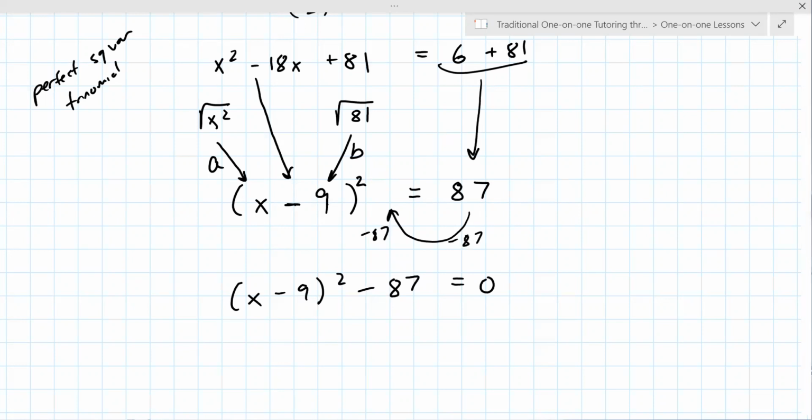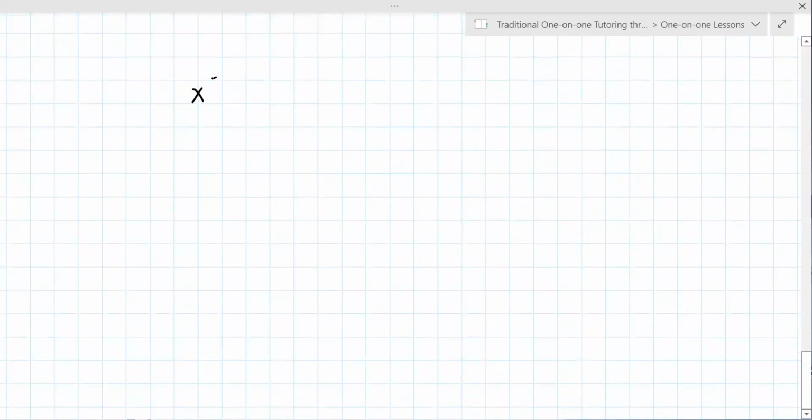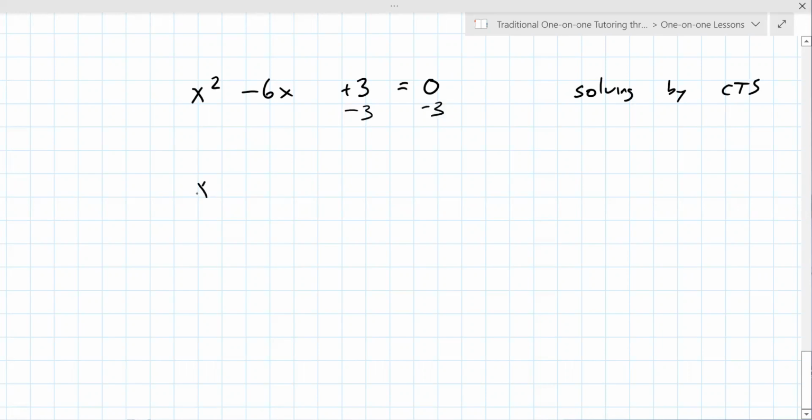Okay. So now let's look at a new problem here. Let's go x squared minus 6x plus 3 equals 0. Okay. So step 1, when you're solving by completing the square, solving by CTS is what I call it, is to move this number, this 3, over to the other side. So you're going to subtract 3 from both sides. x squared minus 6x equals minus 3.